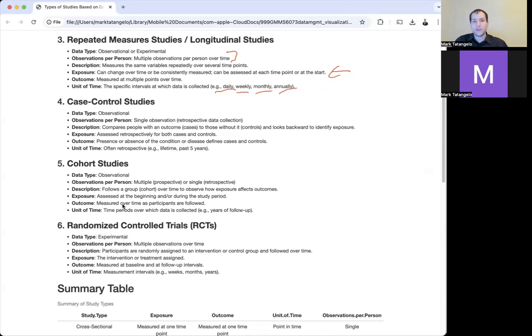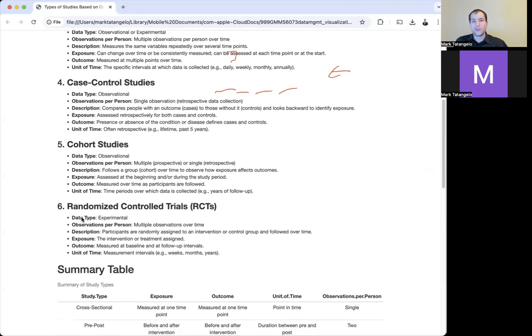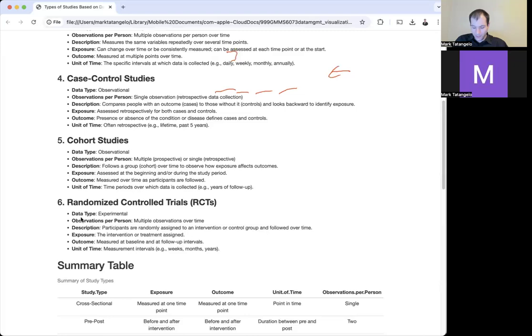Next, we'll look at case control studies. So case control studies are observational. They use a single observation for a retrospectively collected data point. You're going to compare, in a case control study, people with a case with an outcome that you're looking for to controls without the outcome, and look backwards to identify exposure.